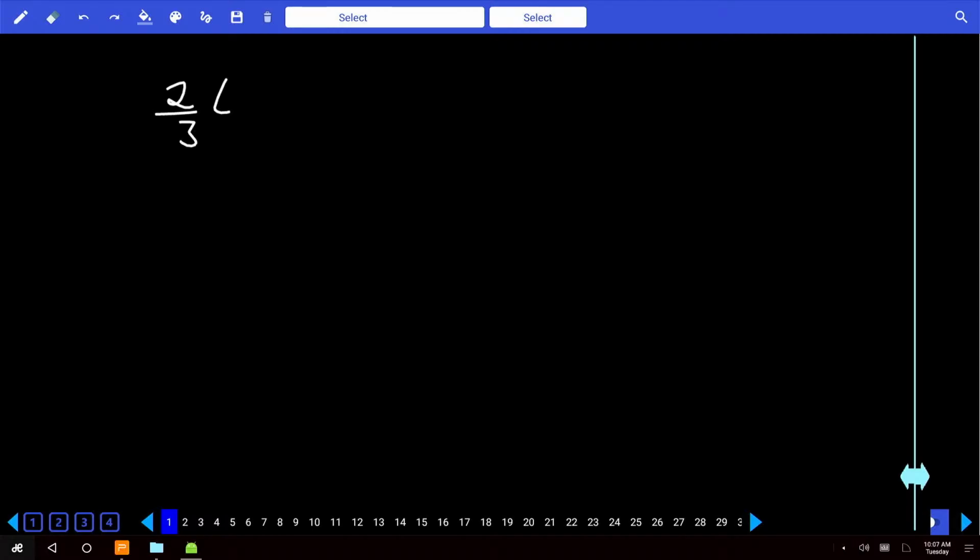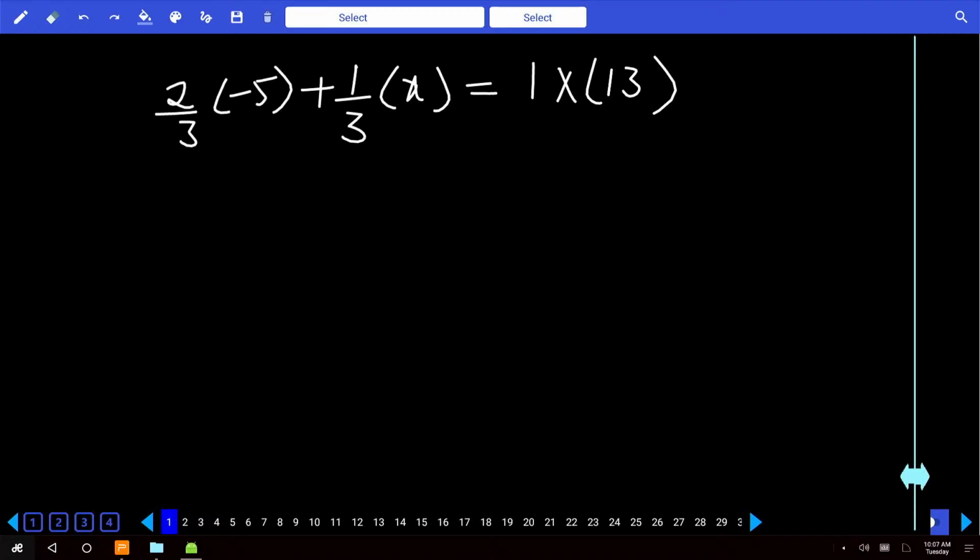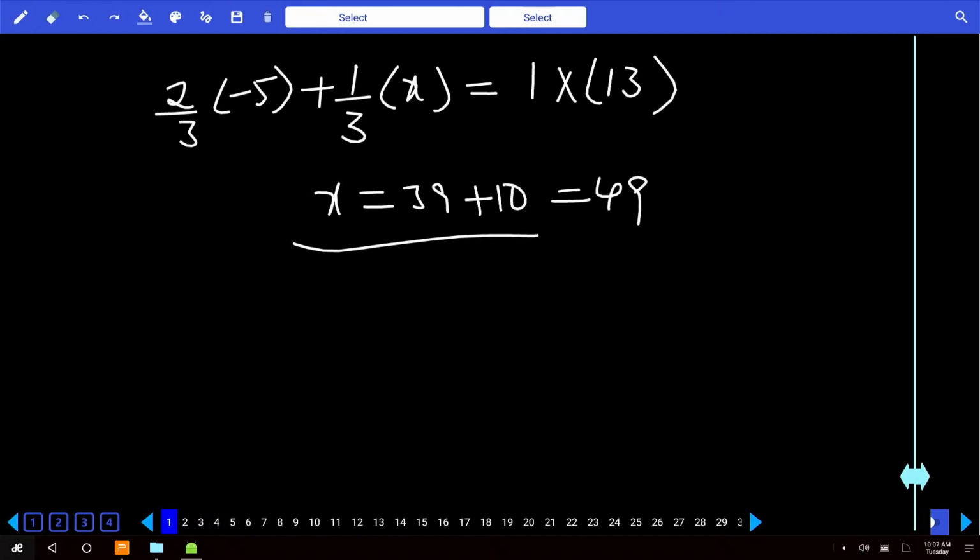2/3, 5% loss. 1/3, X%. Overall, 13%. Left-hand side 3 goes to the right-hand side, becomes 39. 2 into -5 goes to the right-hand side, plus 10, equal to 49. Got 36.